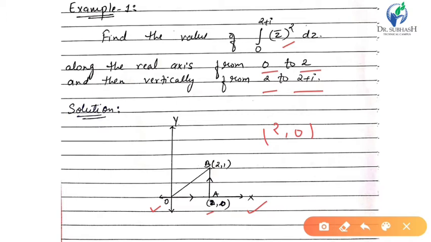First, let me give you the overview. What I will do is, I will take two integrals, along path OA plus path AB. Okay. When I am taking path OA, at that time y will be equal to 0, and when I take path AB, at that time x will be equal to 2.